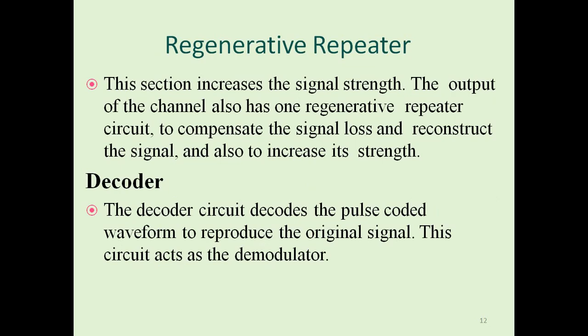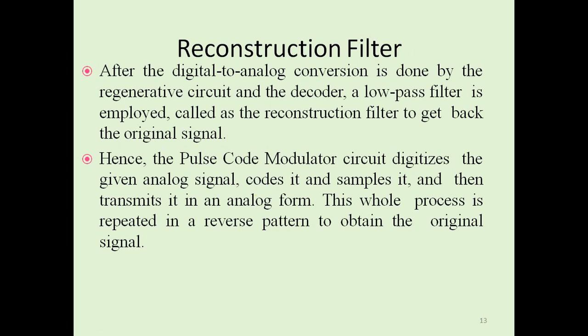Then the regenerative repeater. What is the function of the regenerative repeater? This section increases the signal strength. The output of the channel has a regenerative repeater circuit to compensate for the signal loss and reconstruct the signal, and also to increase its length. Therefore, the decoder circuit decodes the pulse coded waveform to reproduce the original signal, and this circuit acts as the demodulator.